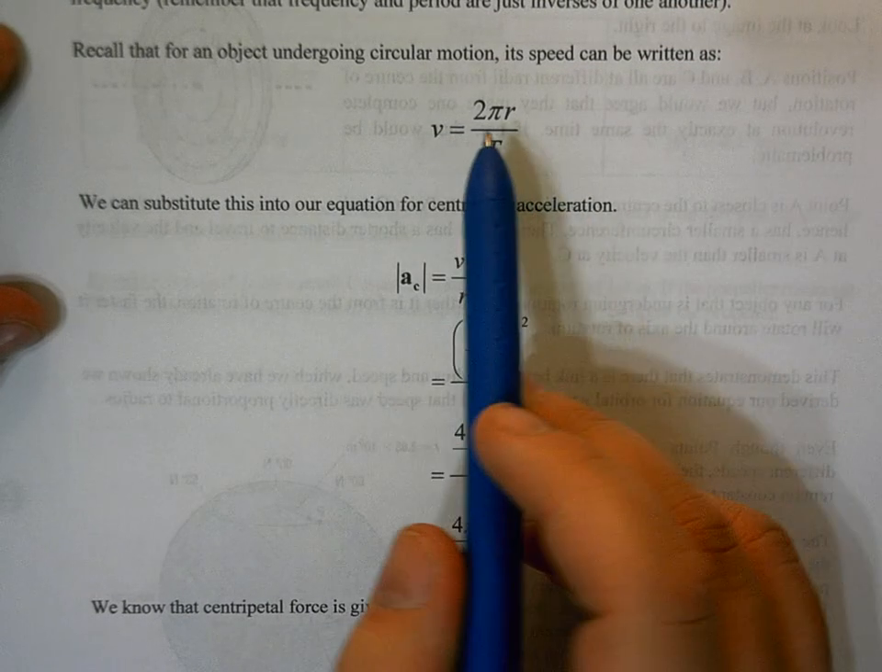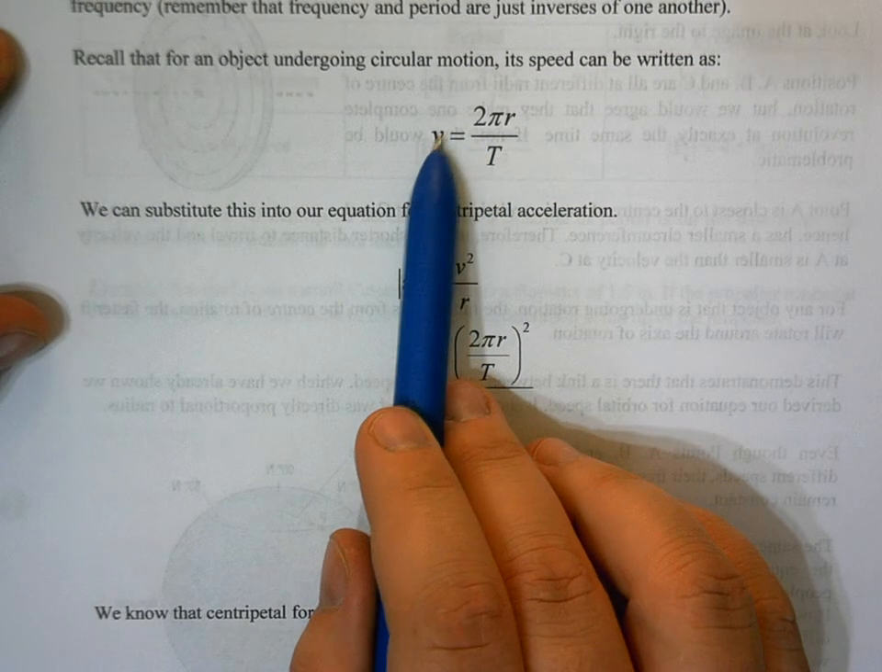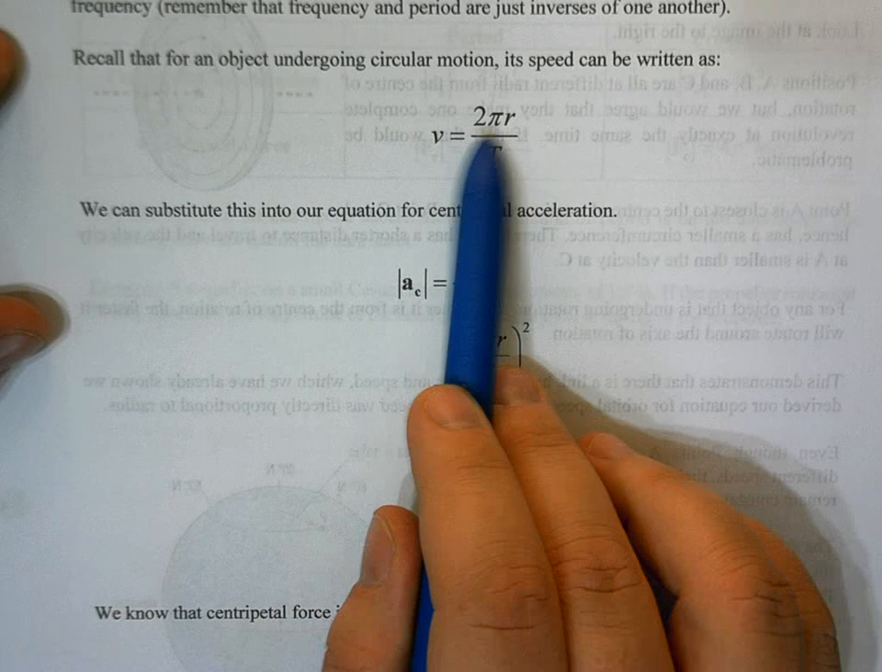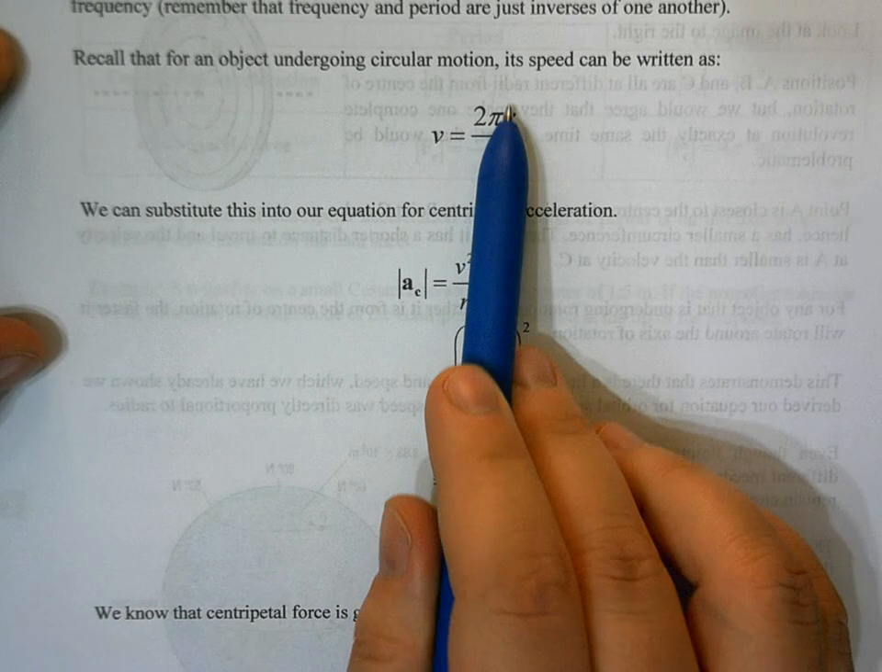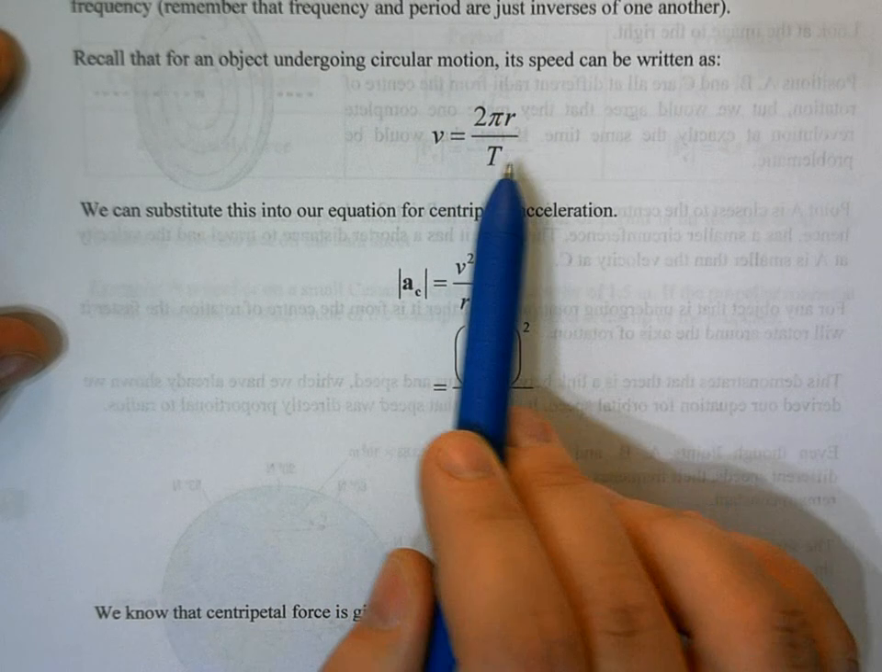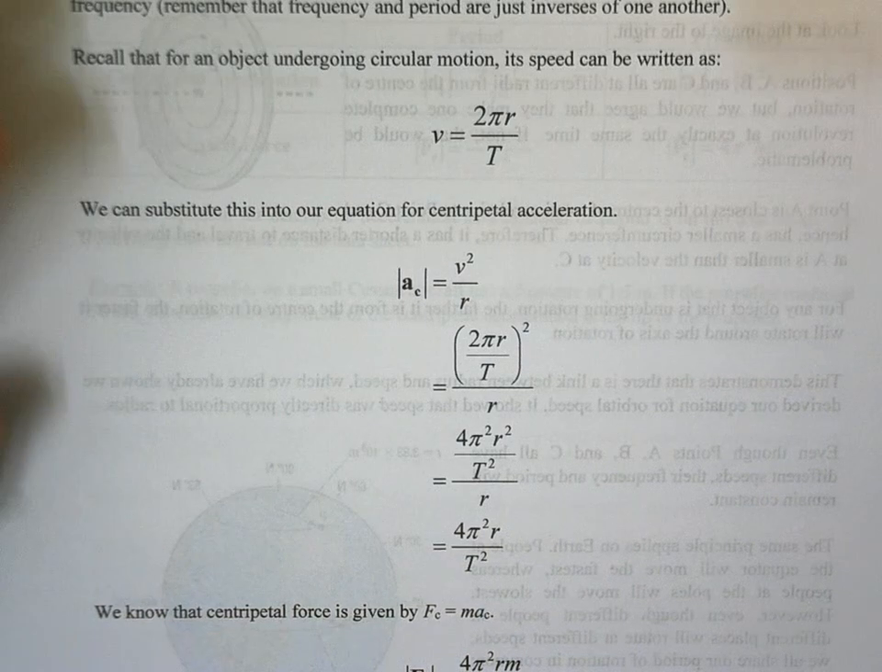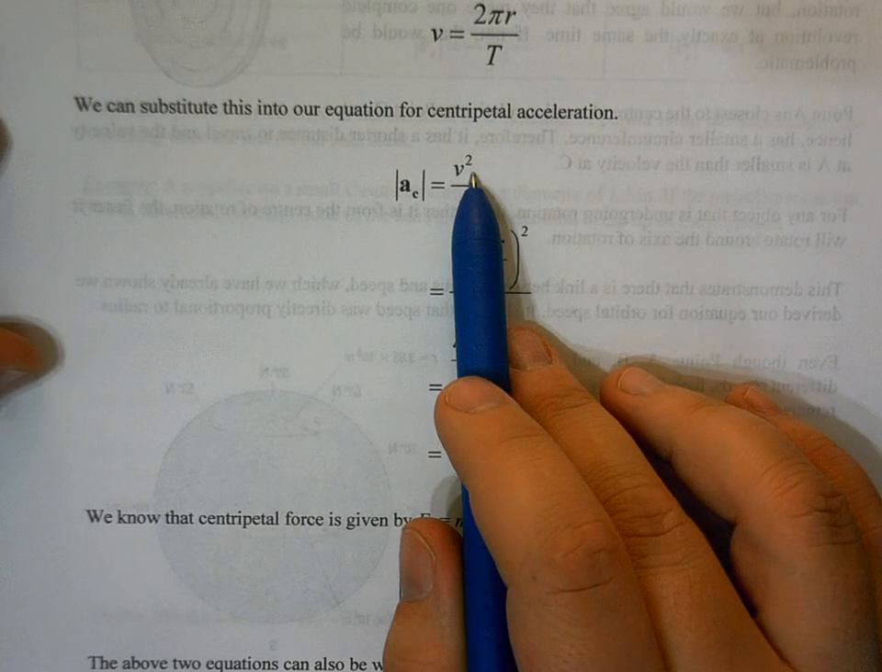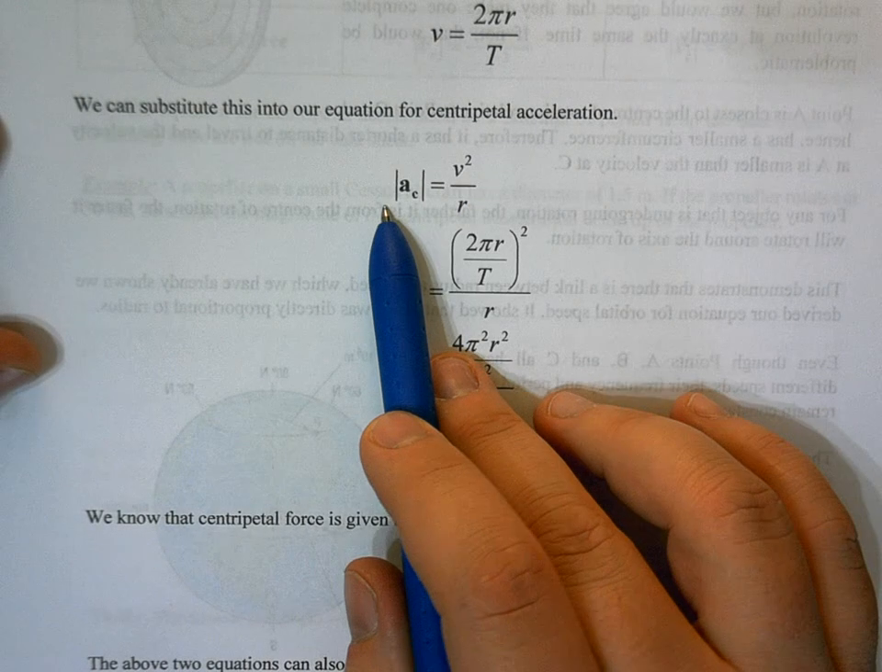So for speed for centripetal motion, we have v equals 2 pi r over T. Again, the 2 pi r represents our circumference. T is going to represent our period. We also know that we have v squared over r for our centripetal acceleration.